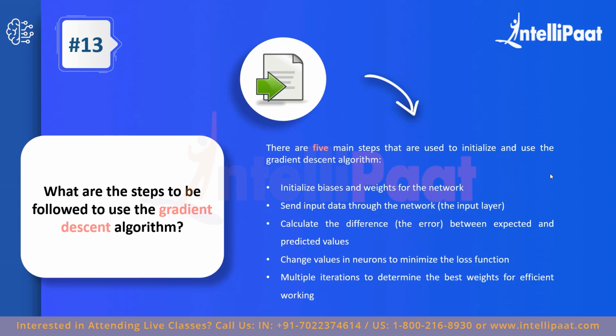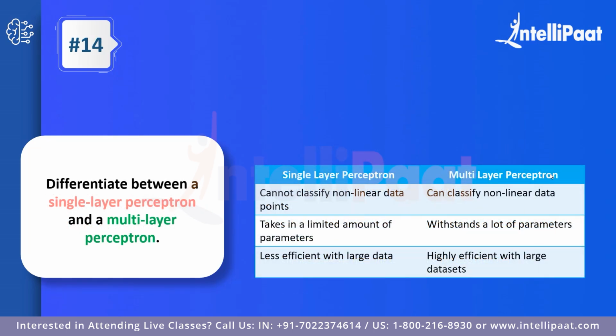And after which, of course, this entire process is an iterative process. You'll be looping it across multiple iterations to find out what biases, what weights, and how best you can do to keep the loss function at its minimum. So these are some of the steps that have to be followed whenever you're working with the gradient descent algorithm as well.